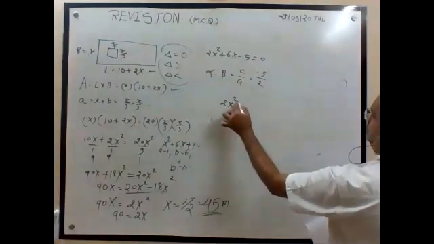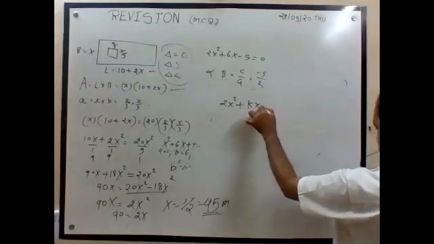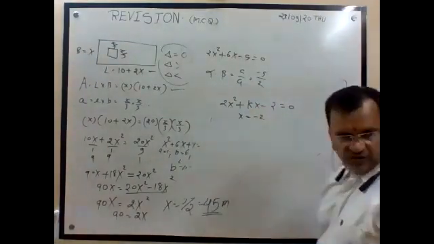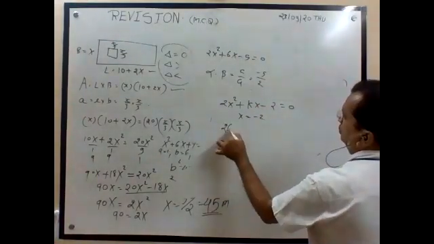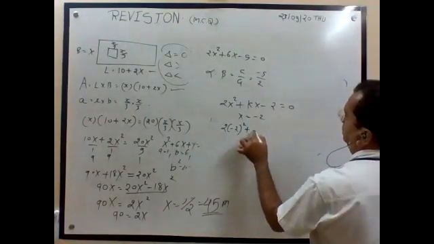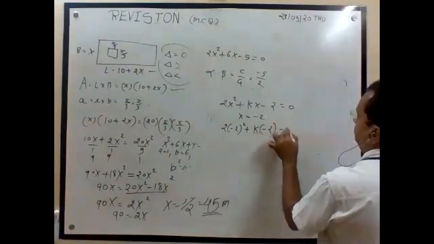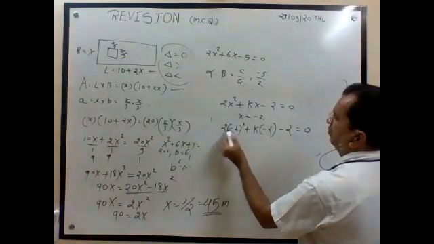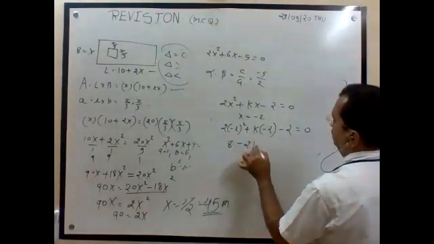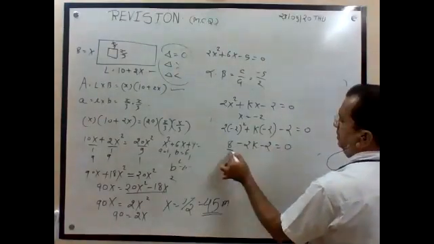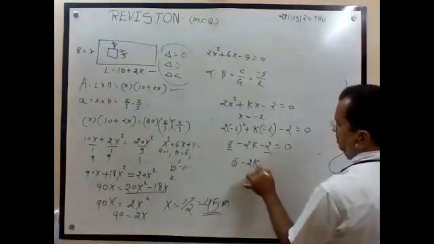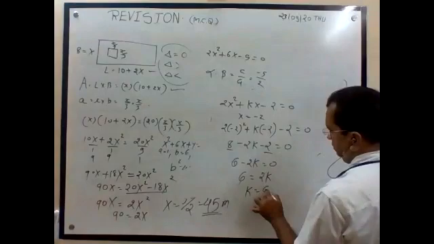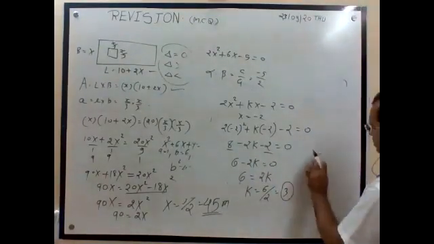2x square plus kx minus 2 is 0. Substituting x is equal to minus 2, we have to find k. So 2 into minus 2 square, all x I have substituted minus 2. Minus into minus plus, 2 to the 4 is 8, minus 2k minus 2 is equal to 0. 8 minus 2 is equal to 6, minus 2k is equal to 0. 6 is equal to 2k. k is equal to 6 by 2 is equal to 3.